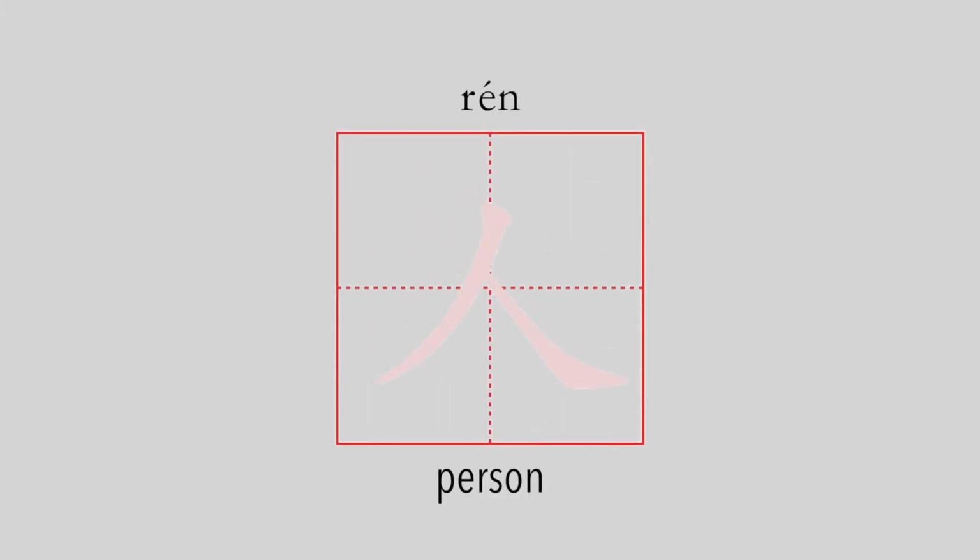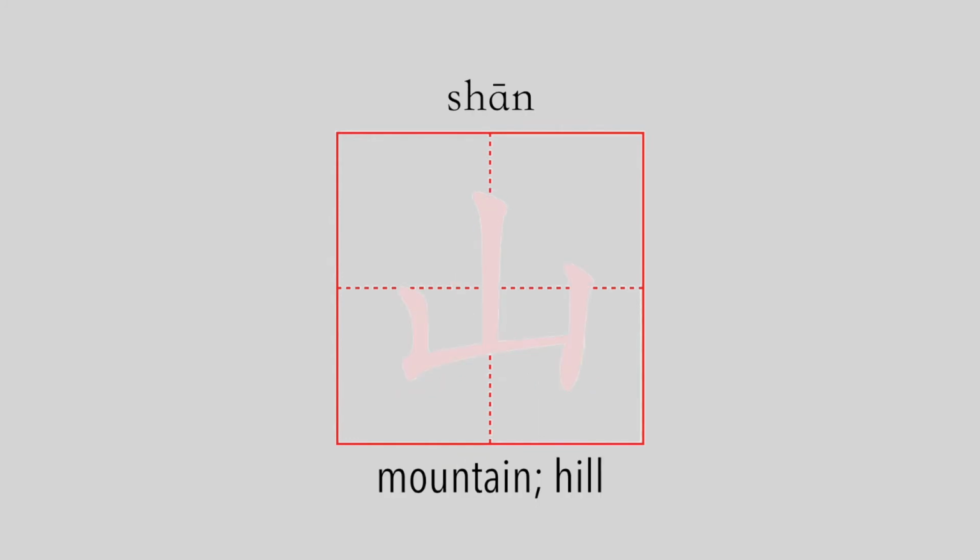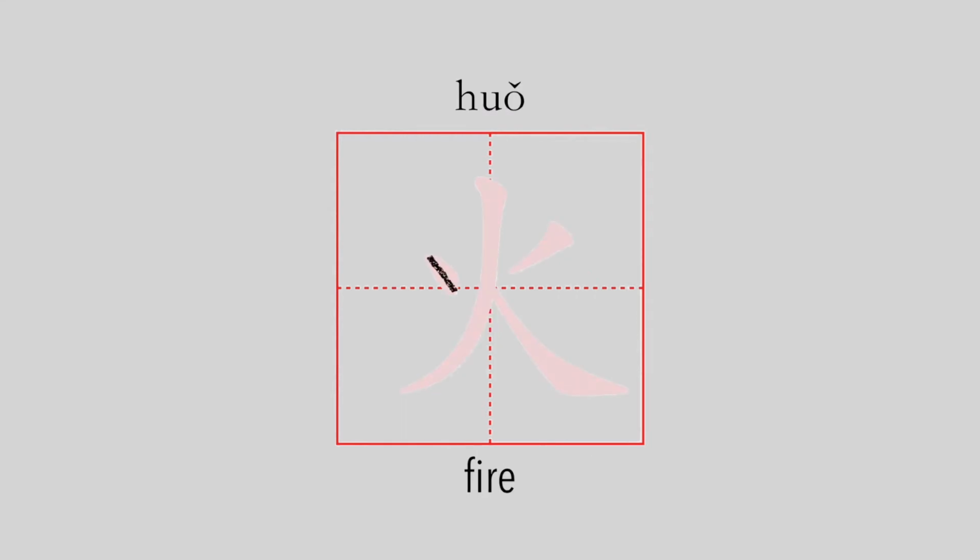人: 撇, 捺. 大: 横, 撇, 捺. 山: 竖, 竖折, 竖. 火: 点, 撇, 撇, 捺.